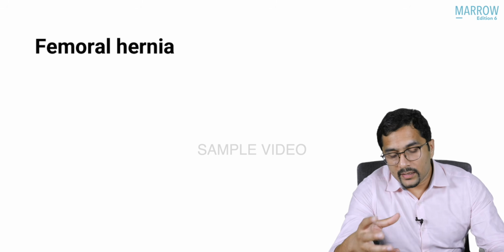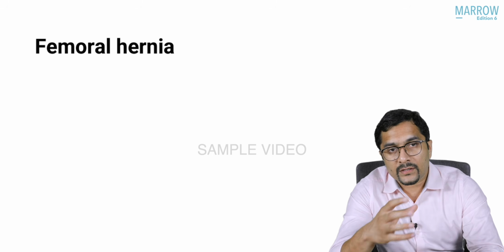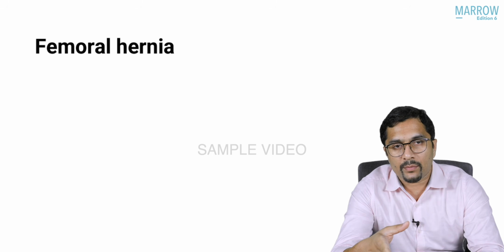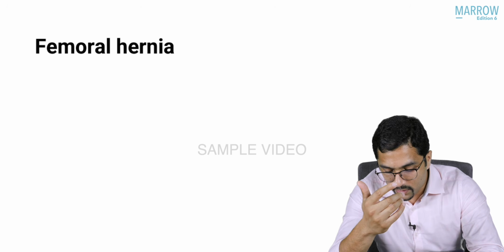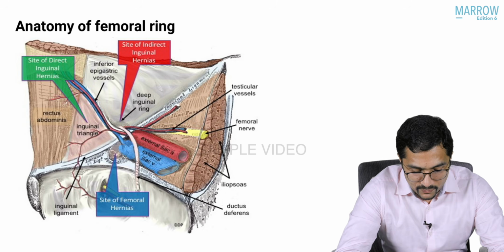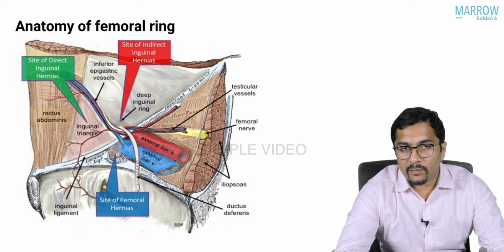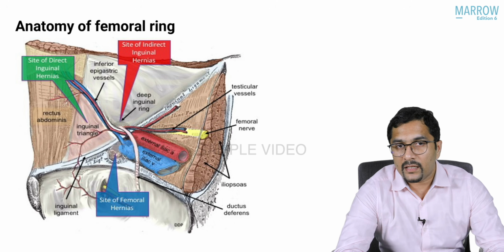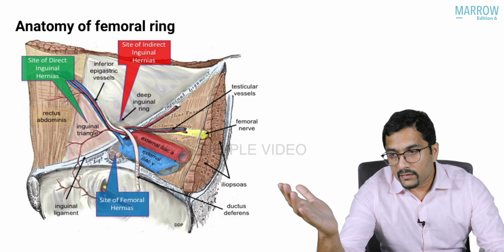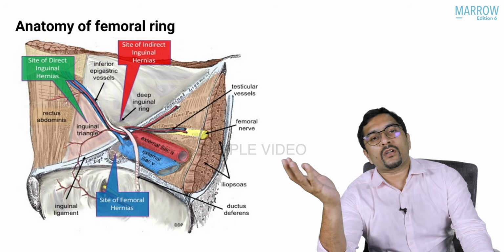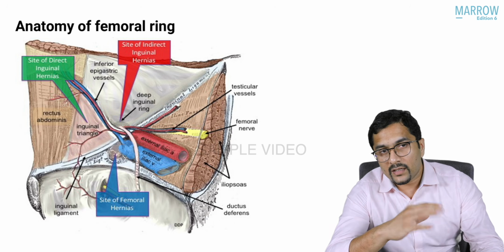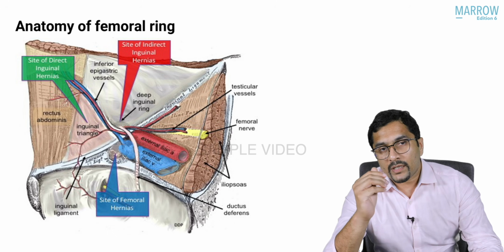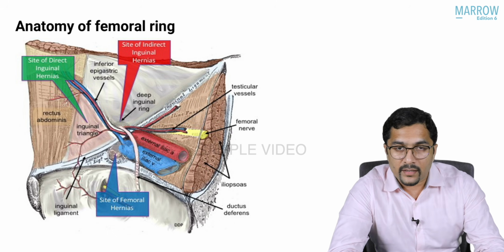Now, femoral hernias versus inguinal hernias. Femoral hernias are below the pubic tubercle, whereas inguinal hernias are above and medial to the pubic tubercle. The femoral ring is bounded by the lacunar ligament medially, by the septum which separates it from the femoral vein laterally, by the pectineal or Cooper's ligament inferiorly, and by the iliopubic tract or the inguinal ligament superiorly.